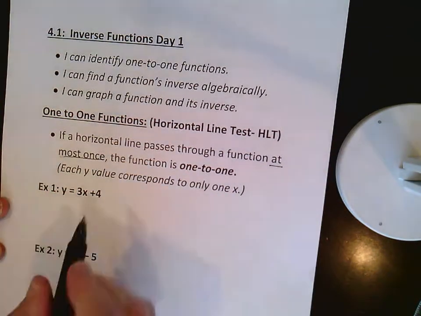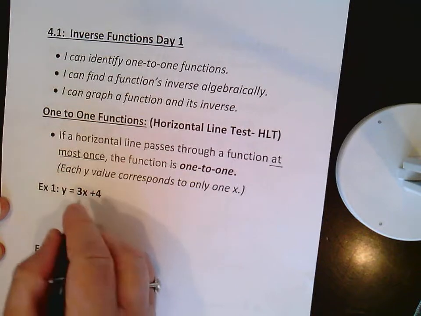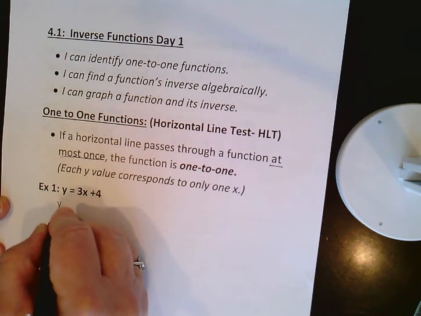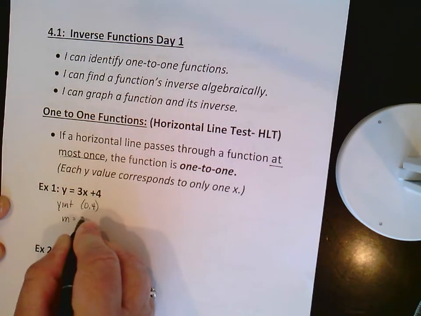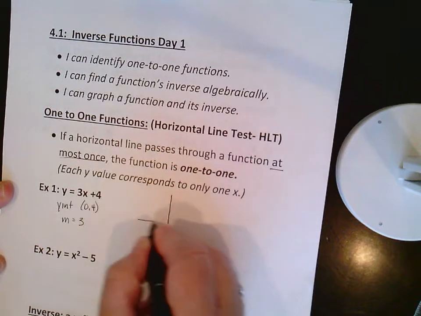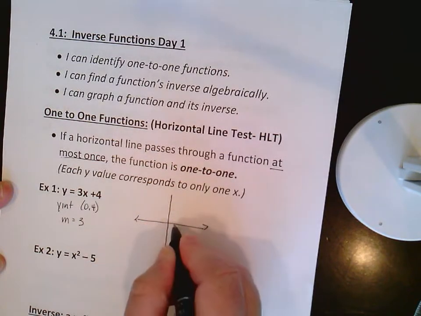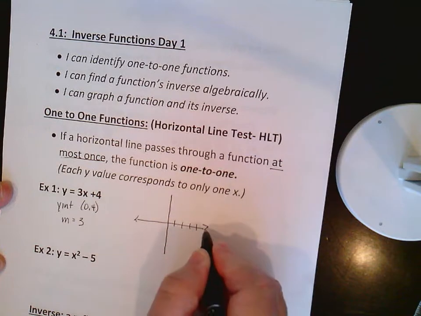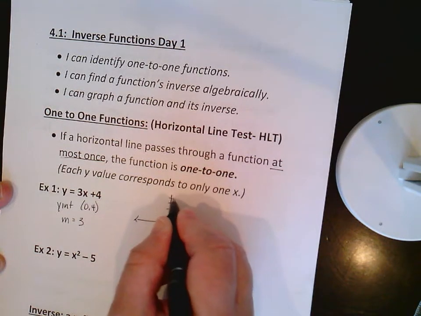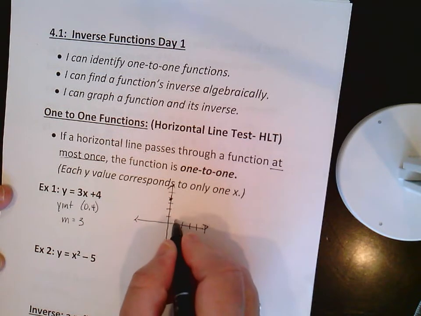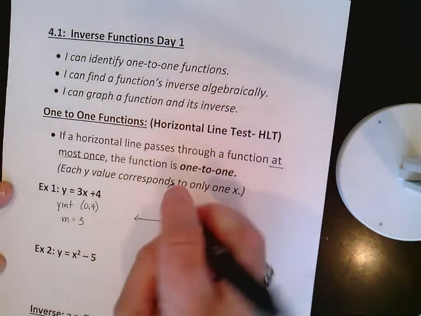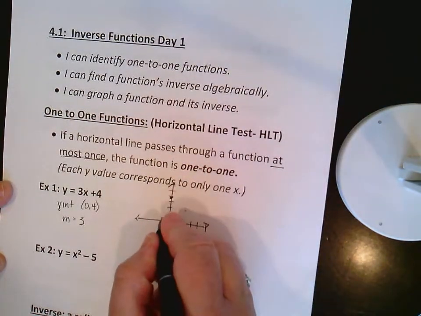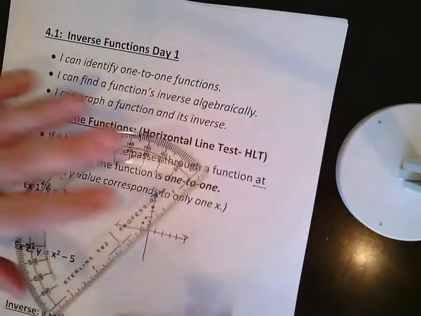So for example, if I graph this, it's already in slope-intercept form, so I know my y-intercept is (0, 4) and my slope is 3. So I'm just going to sketch this here. 1, 2, 3, 4, 5. 1, 2, 3, 4, 5. Okay, so I have (0, 4). My slope is 3, so it's going to be like this. Oops, wrong way. It's going to be like this. Okay, so this is going to be my function.